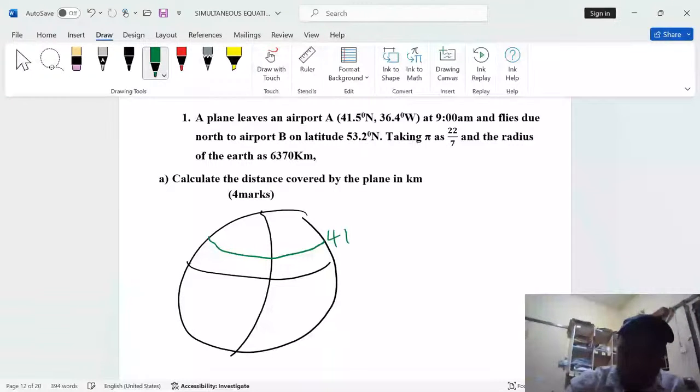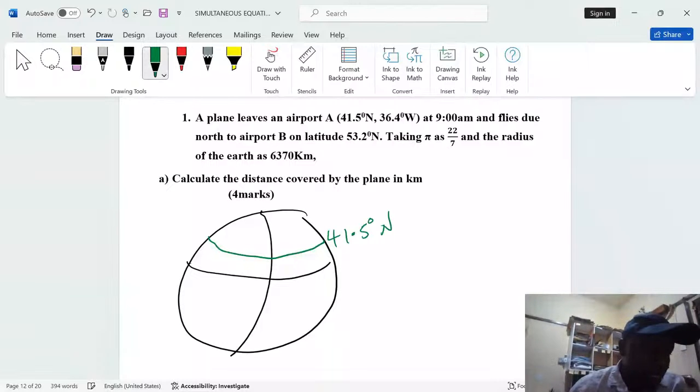41.5 in the north. It's good and advisable for you to sketch the positions of the places once they have been stated. It's good to sketch the positions. Please take the advice. It's good you sketch the respective positions of places.